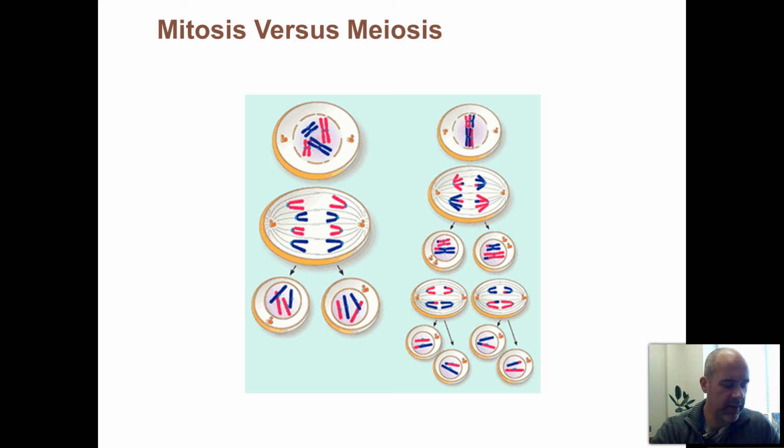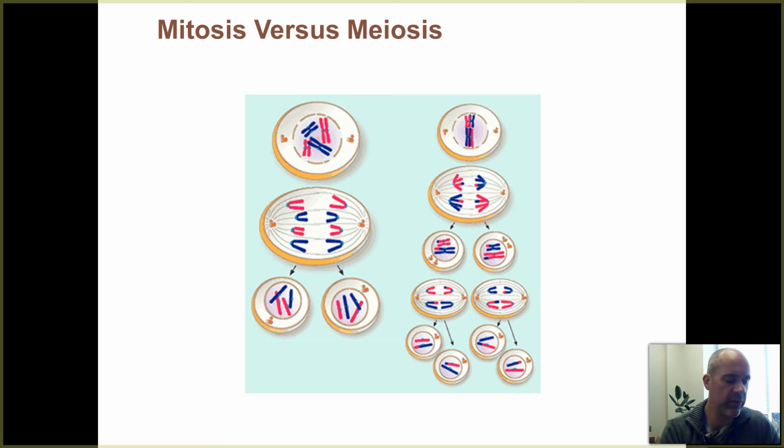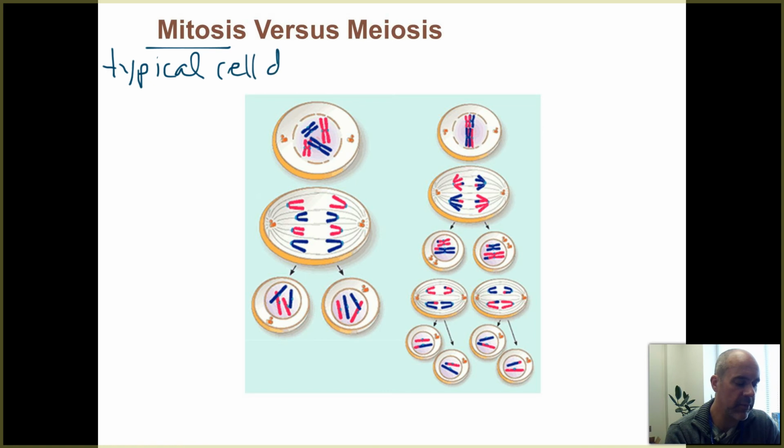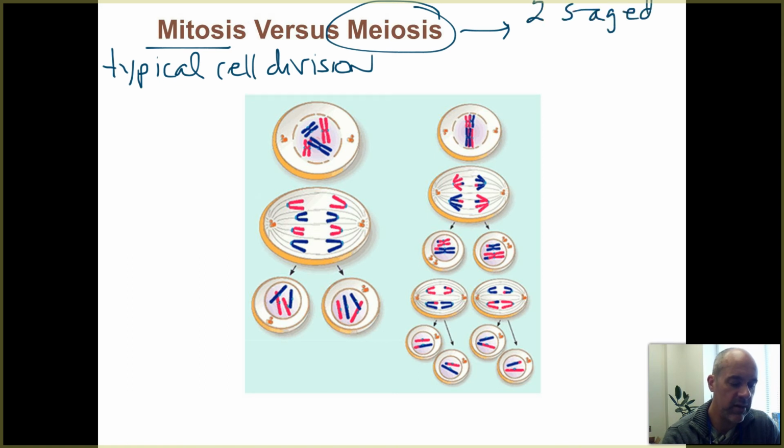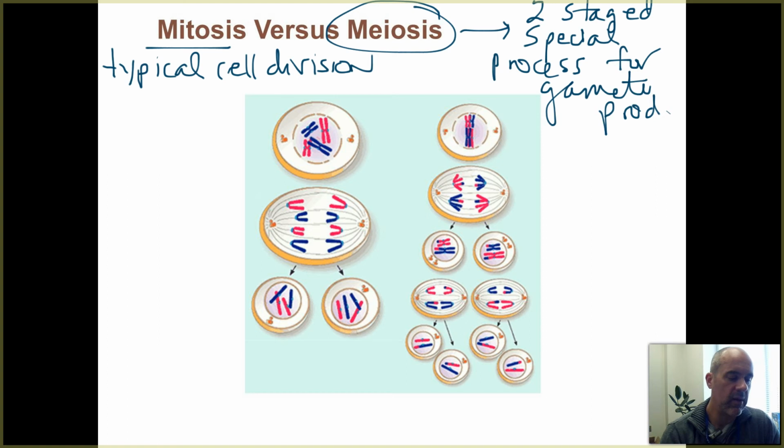All right, let's briefly compare a couple of processes, mitosis and meiosis. So mitosis is the process that's used for typical cell division inside the human body. Meiosis is a two-staged special process for gamete production. So this occurs during spermatogenesis, and then when we cover the female, we're going to see that it's used in oogenesis as well. Let me erase all that.